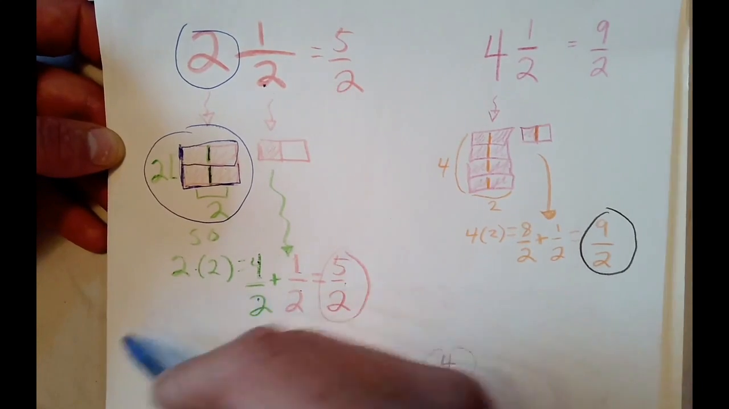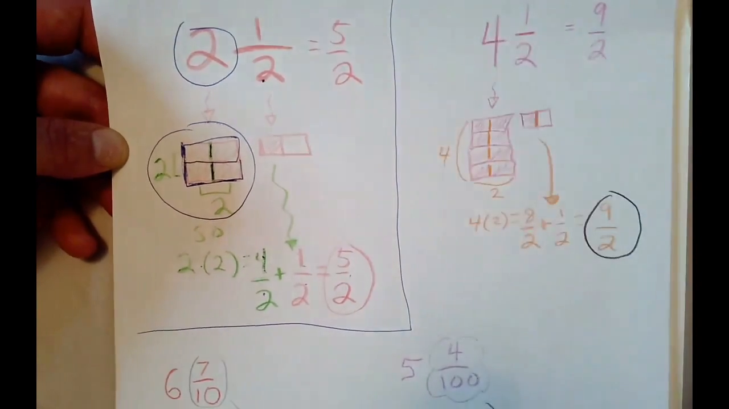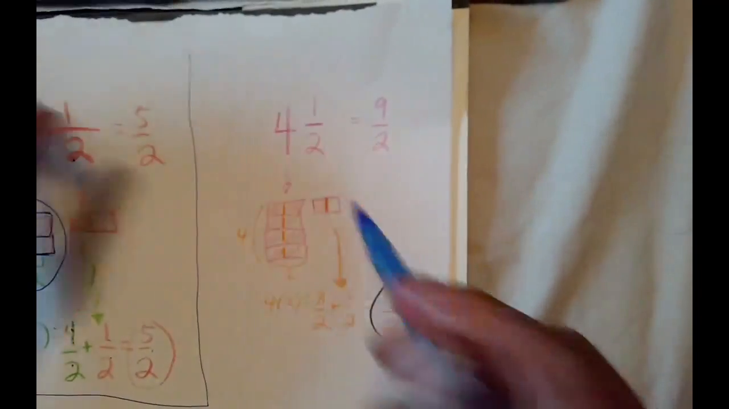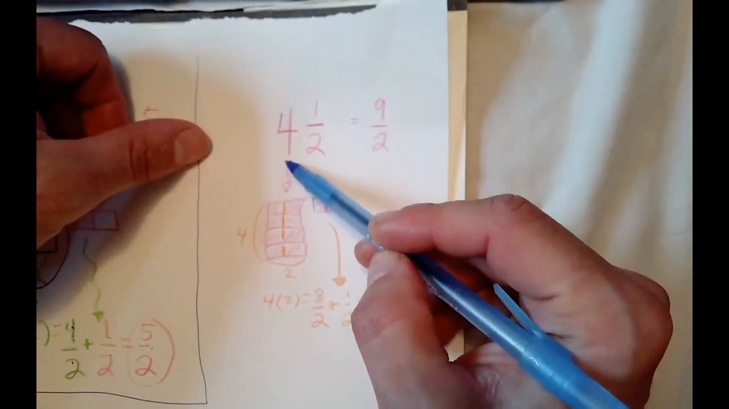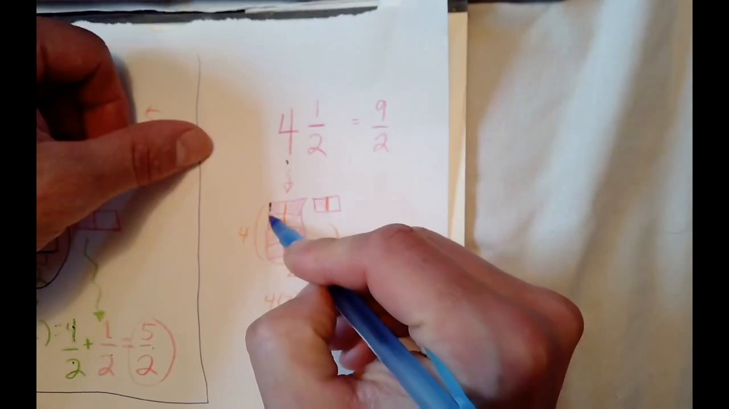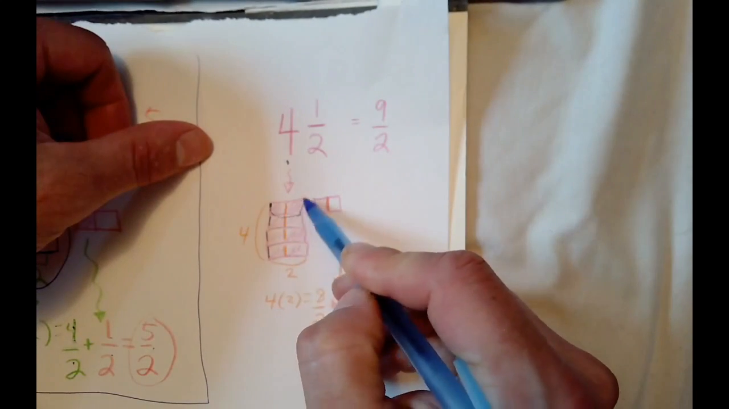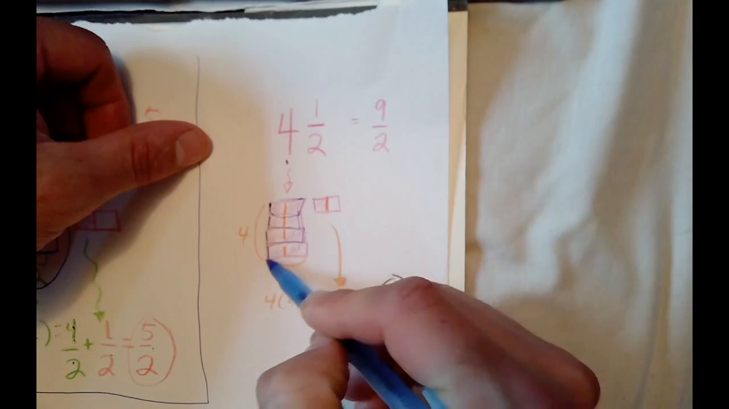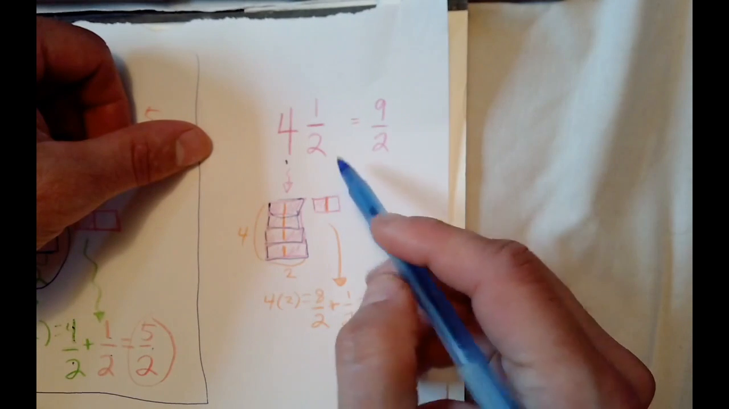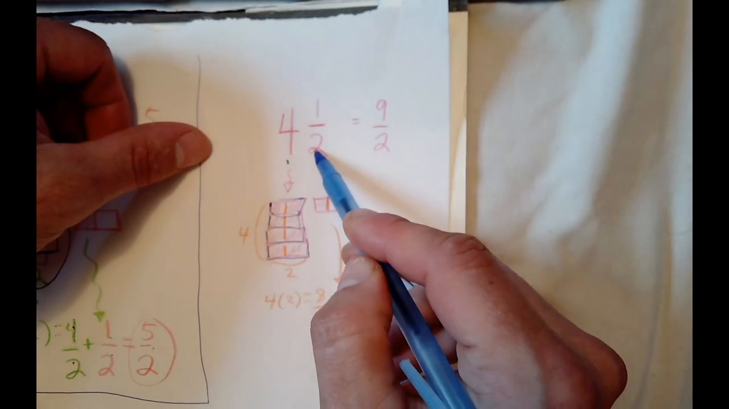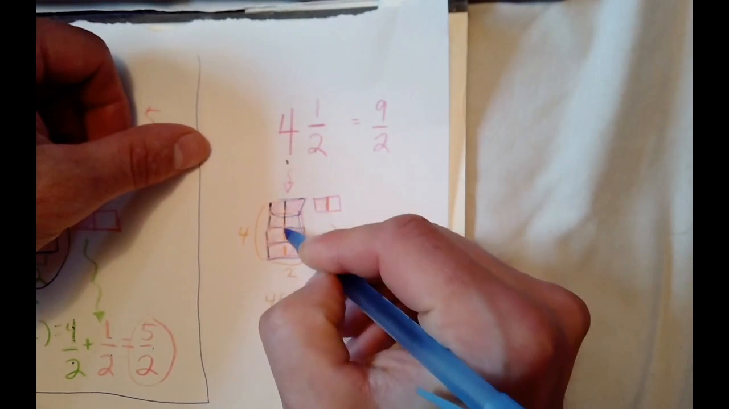Let's look at another problem. Here I've got 4 wholes. 1, 2, 3, 4. They're wholes, so I have all the pieces. What size pieces do I want to deal with? I want to deal with halves. So I'm going to split these into 2 parts each.